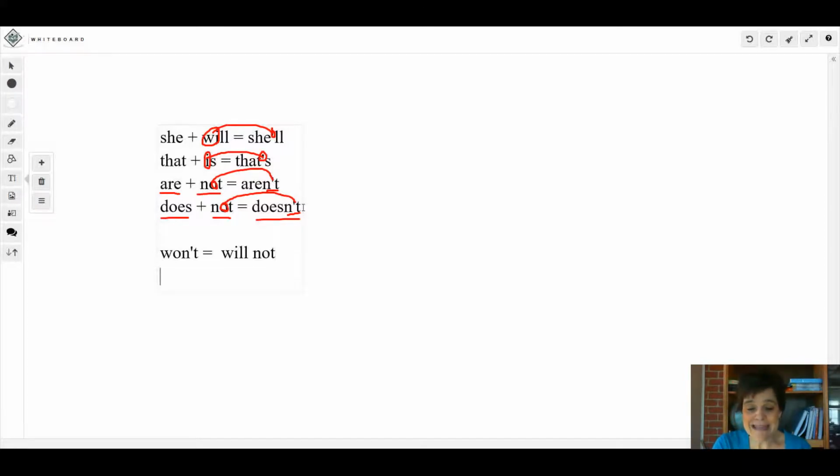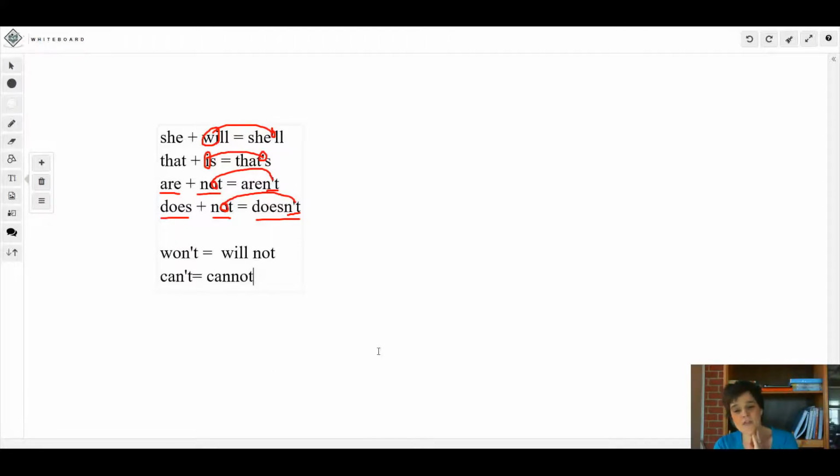The other one is can't. And the reason that that's an exception is because it takes the place of this word. We have to leave out an N and an O. Okay? Notice how we leave out this N and this O, and then we replace it with an apostrophe. So these are our exceptions. There's always an exception to the rule. We'll just call those the rebels.